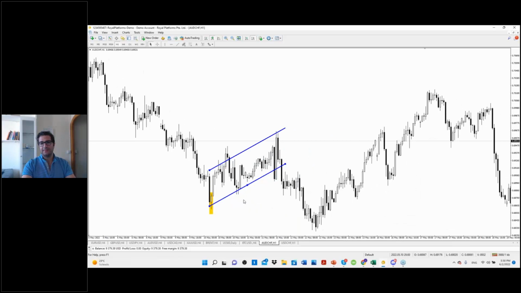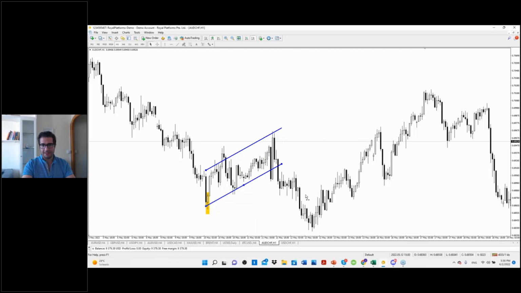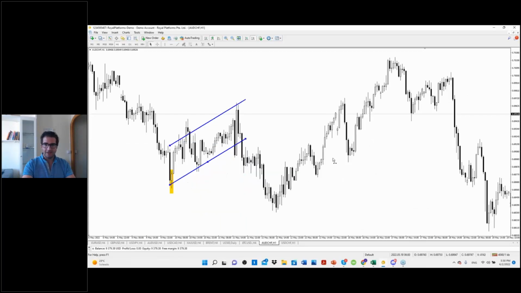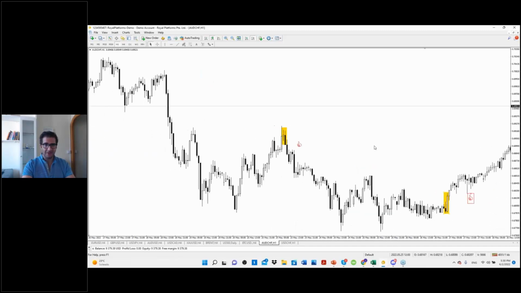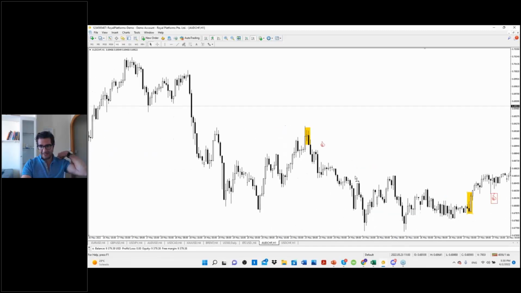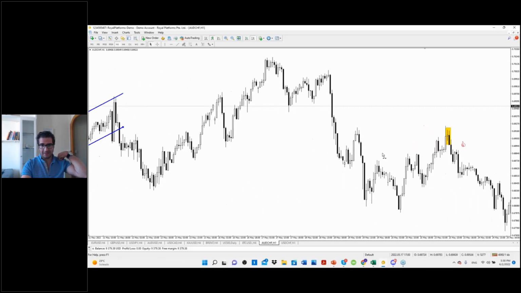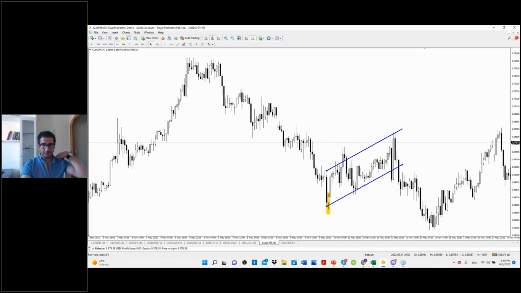Usually these patterns are not used alone. You will use them with support and resistance and maybe another indicator. But if we're talking about this pattern, it shows a reversal from a downward movement to an upward one. It has a small body to the upside and a long wick to the downside. A shooting star is the opposite. It will have a long wick to the upside and a small body.